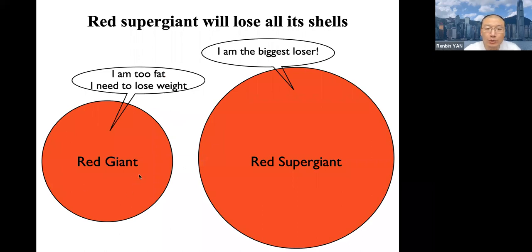Even during the red giant phase, our sun will lose a lot of its mass because it has become so big that the outer layers are so thin and very easy to push away. And when the outer layer is so far away from the center, the gravity also gets weaker, right? So it's easy to push those materials away if there is enough radiation pressure. So a red giant will lose a lot of weight. So this red giant star says, I'm too fat, I need to lose weight. The red supergiant is saying, oh, you're not losing enough mass. I'm the biggest loser. So these two phases will both lose a lot of mass.